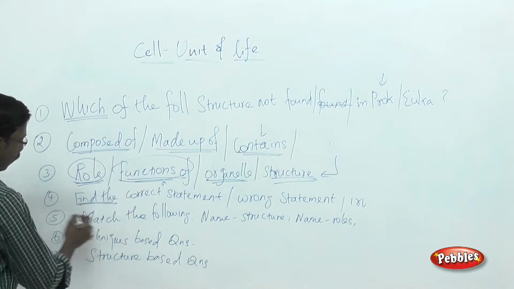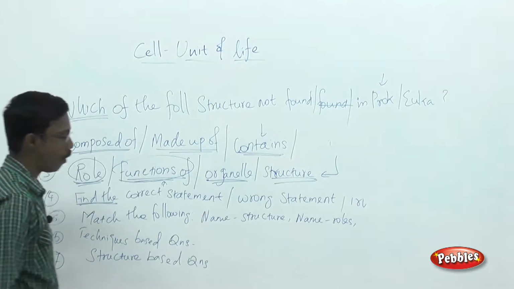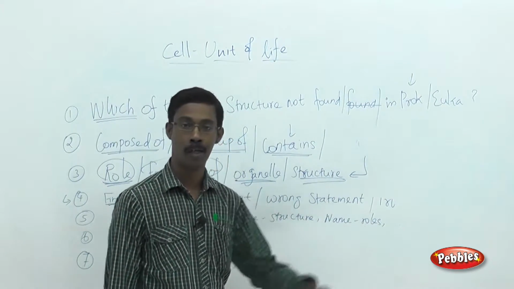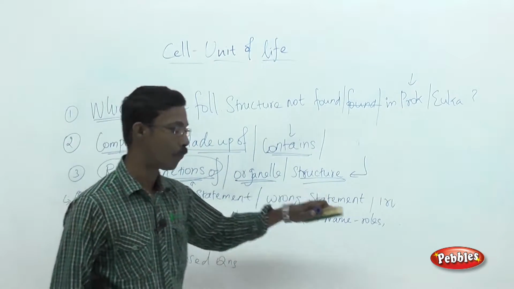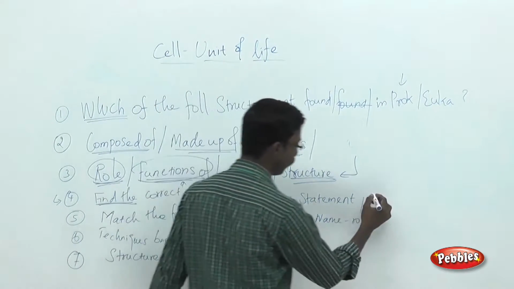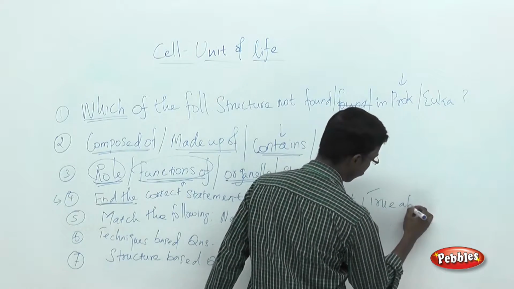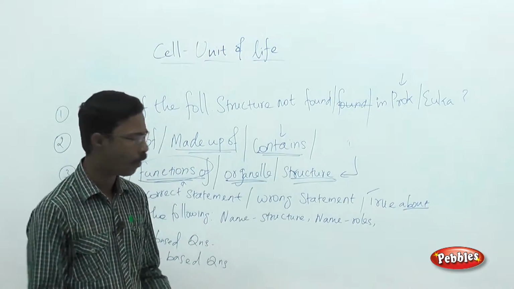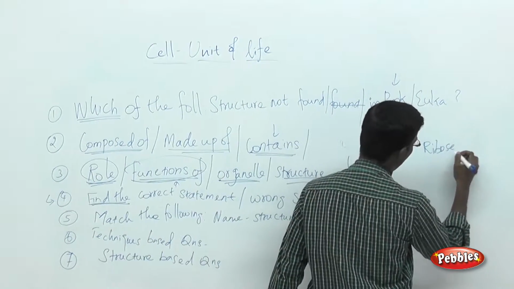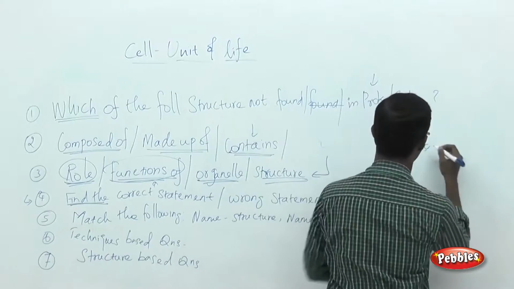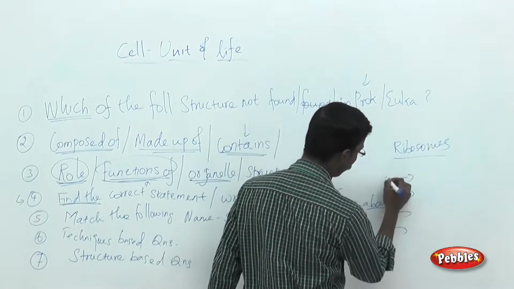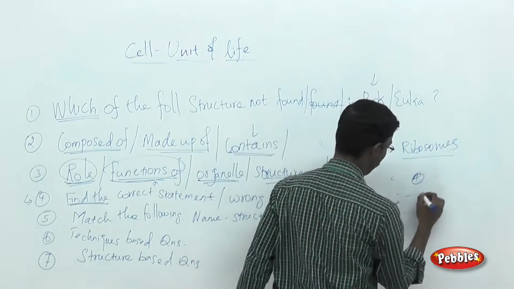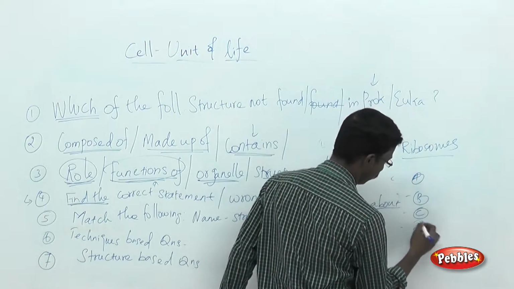And this is another type of question commonly you can expect from the particular unit. Find out the correct statement or find out the wrong statement, or which one of the following statements is true about the particular structure. Okay, for example, they will give some statements about ribosomes, and you will see there are 4 statements, A, B, C, D, or 1, 2, 3, 4. You can see 4 statements.